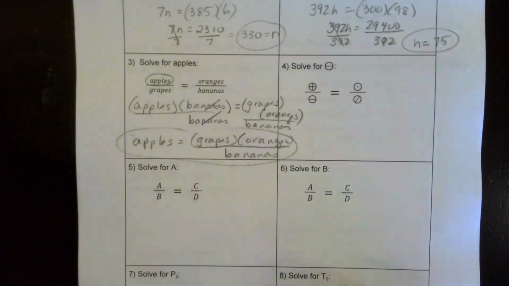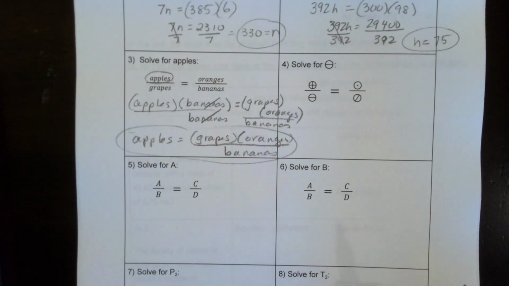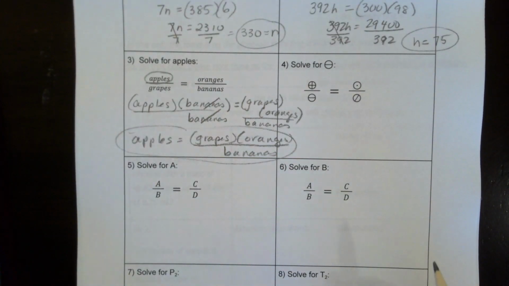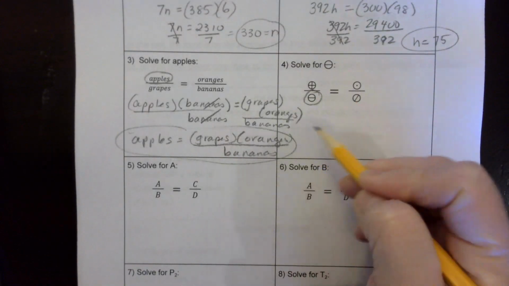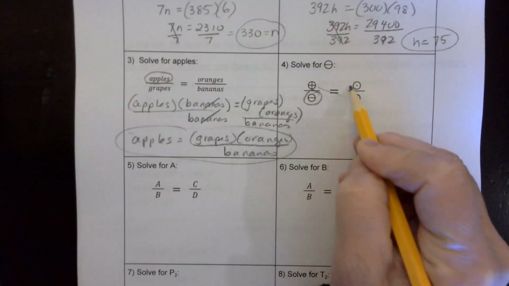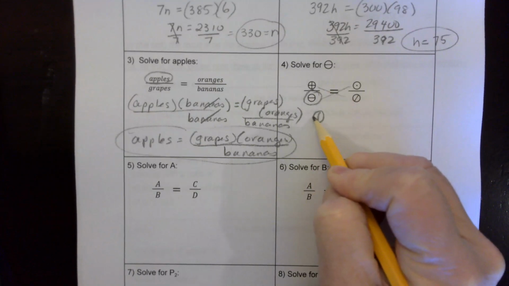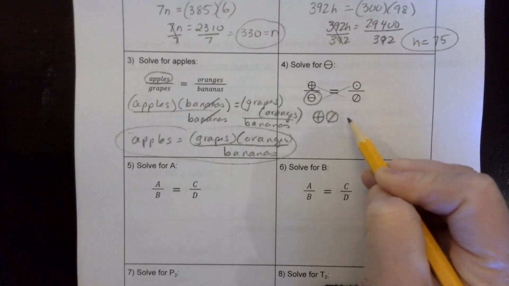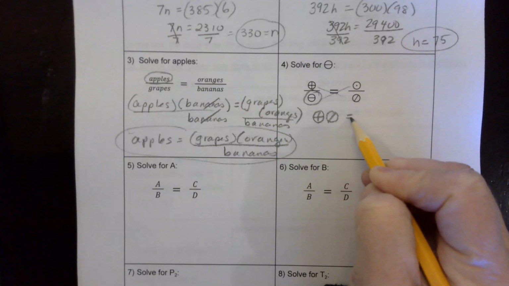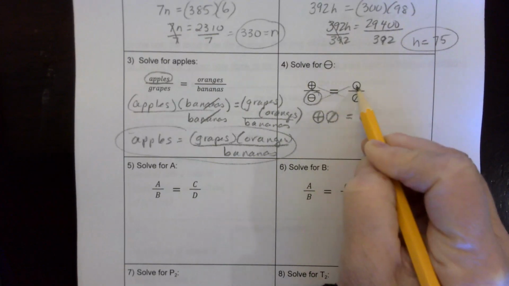And that's the answer. Okay, there's no math there, just manipulating the equation. Same thing for solving for this variable, cross-multiplying. I'm going to start with this symbol times this symbol equals this times this.